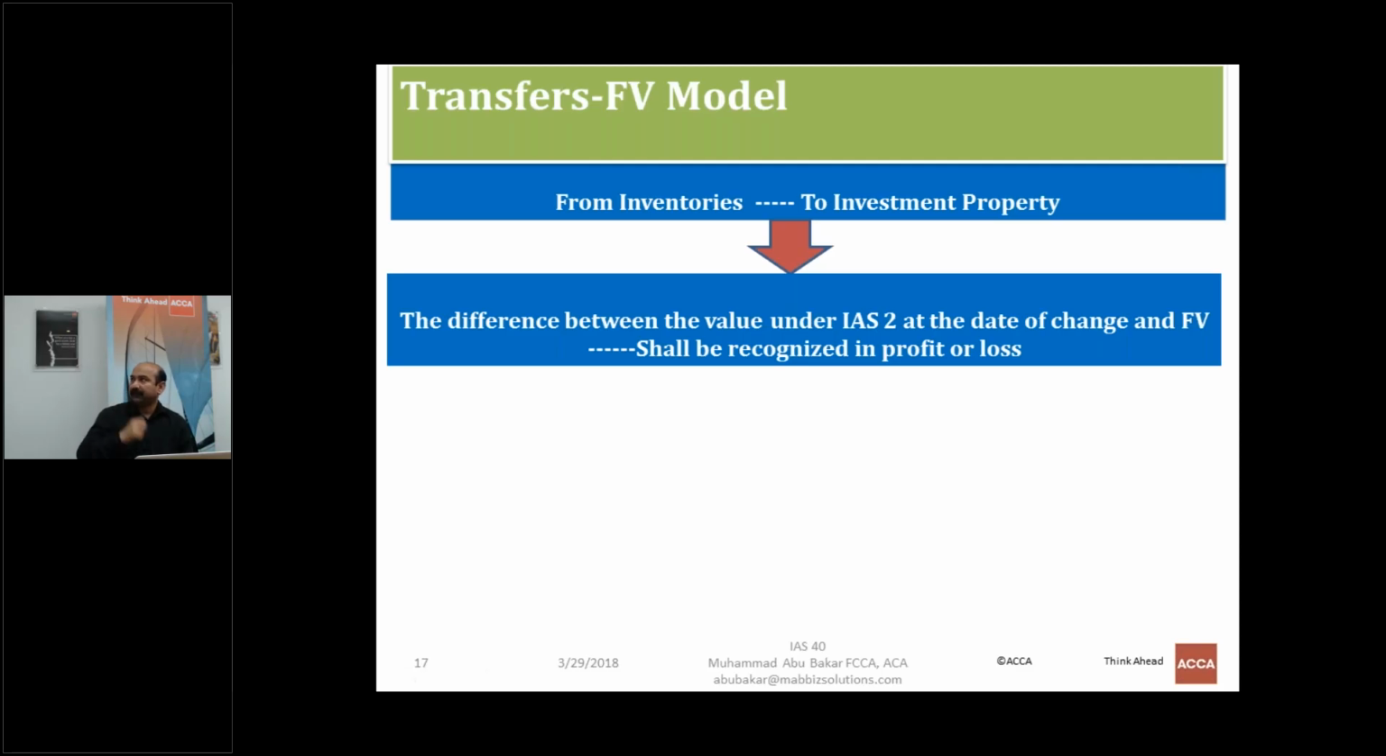Transfer of fair value from inventories to investment property. The difference between the value under IAS 2 at the date of change and the fair value shall be recognized in the profit and loss account.